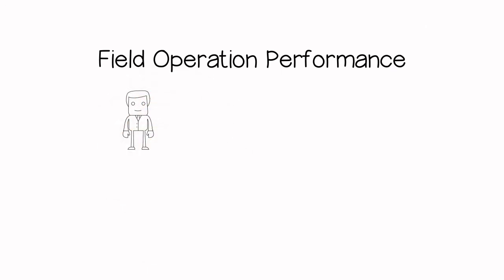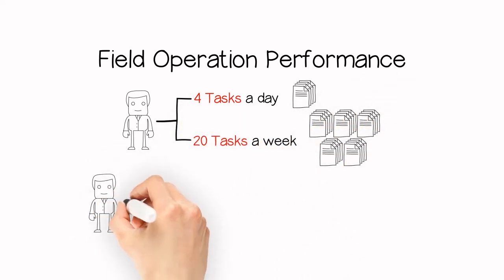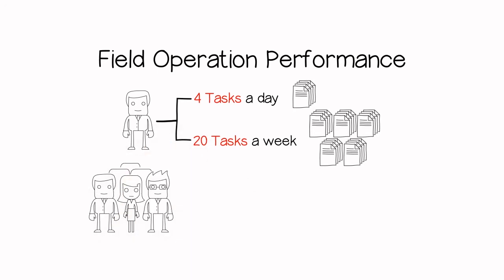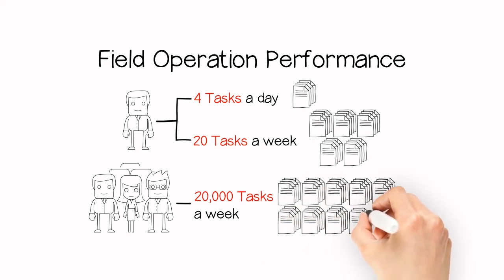Now let's explore the field operation performance. Each field employee does on average, what, 4 tasks a day? Okay, 4 tasks a day, great. So that's 20 tasks per week per field employee. If every field employee is doing 20 tasks per week, you are completing 20,000 tasks a week in total. That's a lot of tasks.